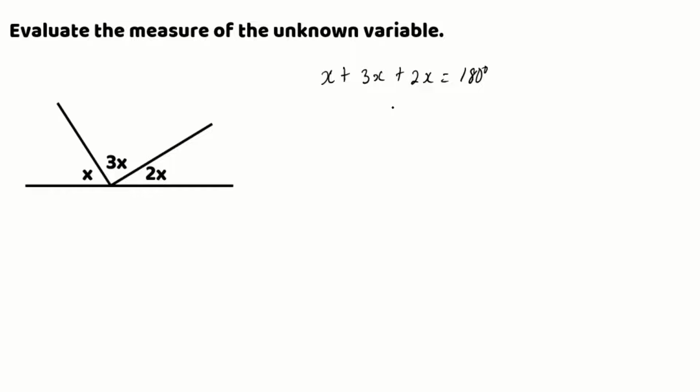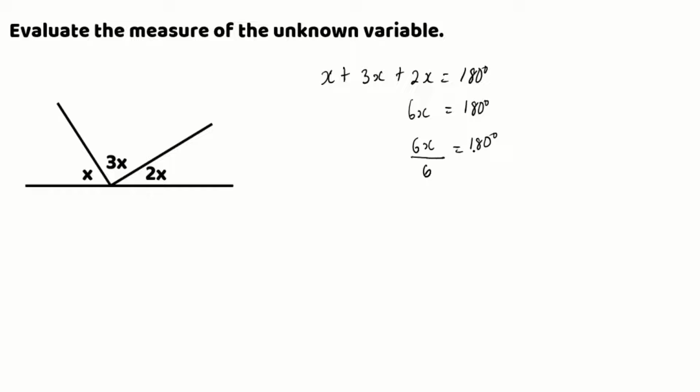Now we're going to simplify our expression by collecting our like terms with our x. So x plus 3x will equal 4x, and 4x plus 2x is 6x. So we have 6x equal to 180 degrees. Now we're going to move into our one-step equation where we're going to be using division to find the measure of angle x. And in using our division, this means that I'm dividing both sides of my equation by 6.